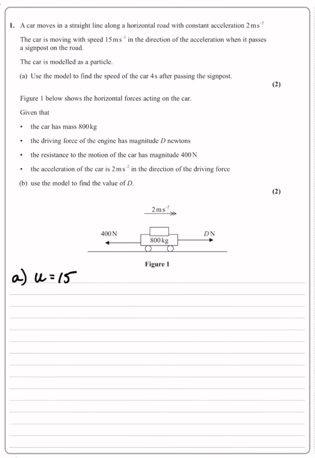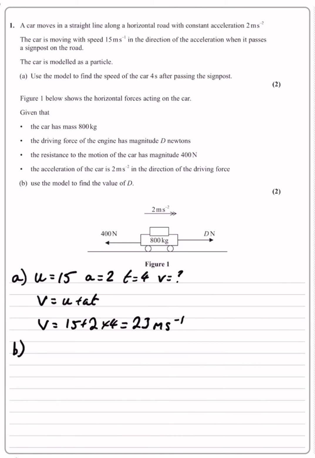We get the initial velocity, which is 15, the acceleration is 2, time is 4, and we're trying to calculate the velocity, so we're going to use v equals u plus at. Substituting the values, v will be equal to 15 plus 2 times 4, which comes out as 23 meters per second.